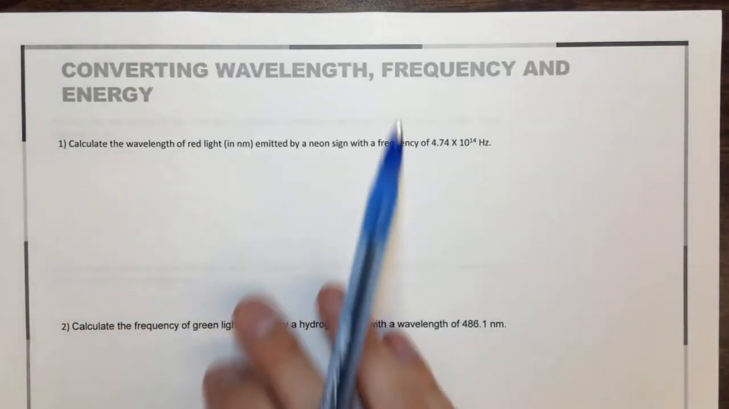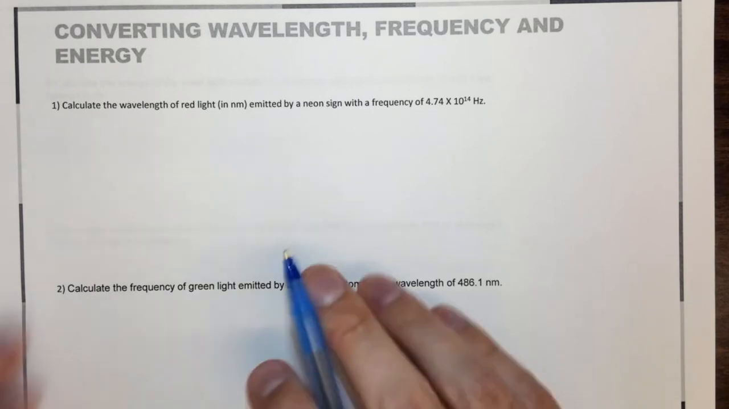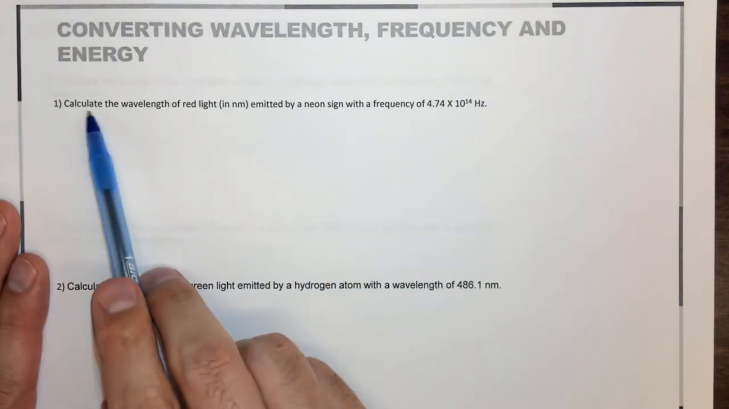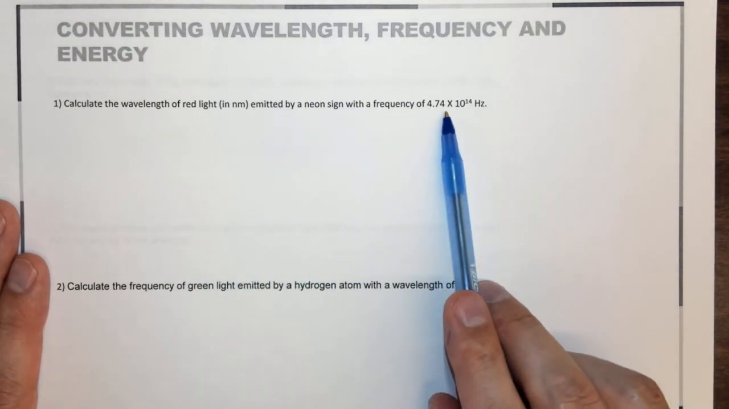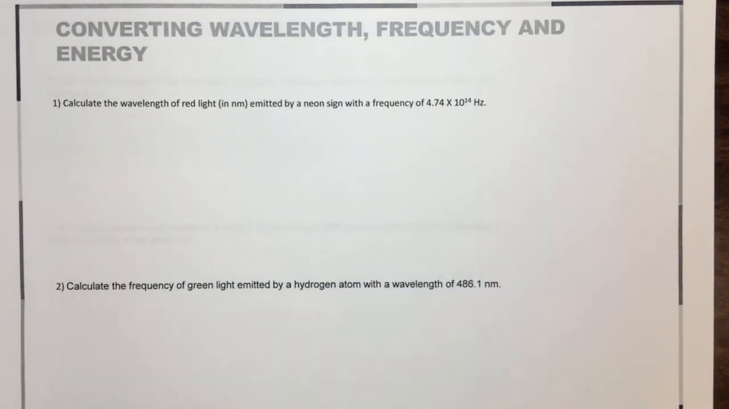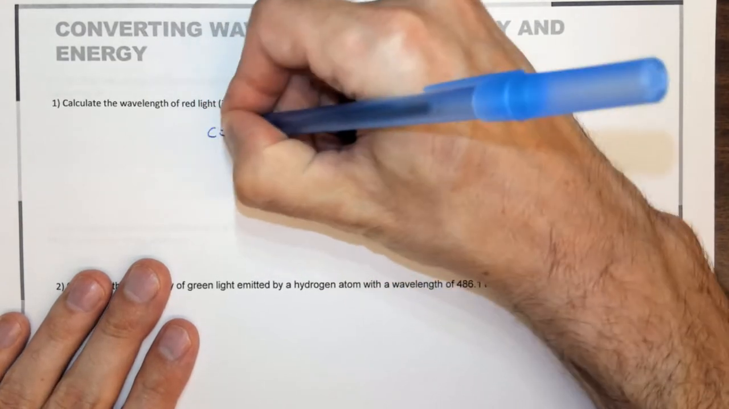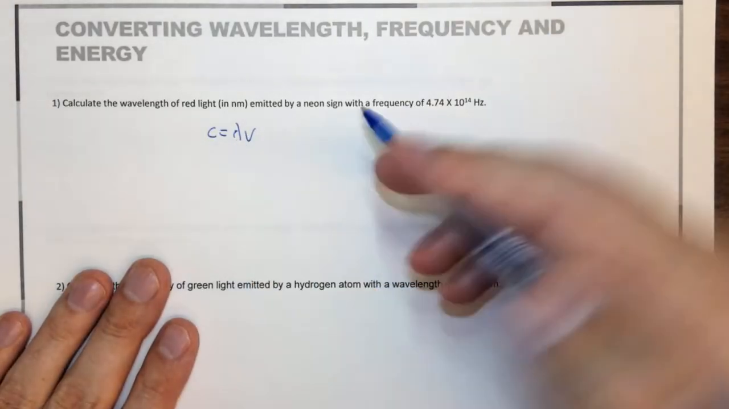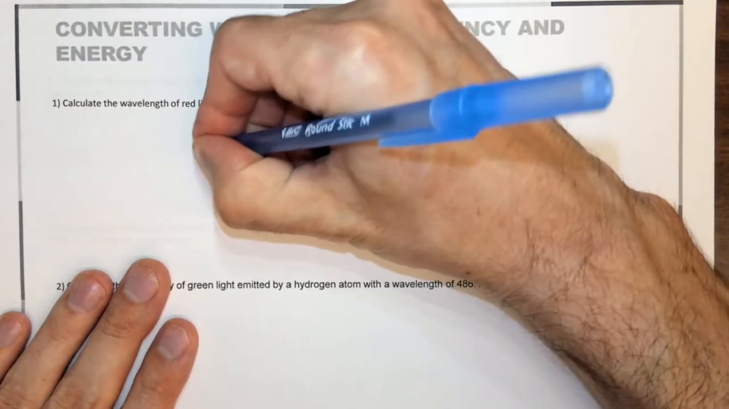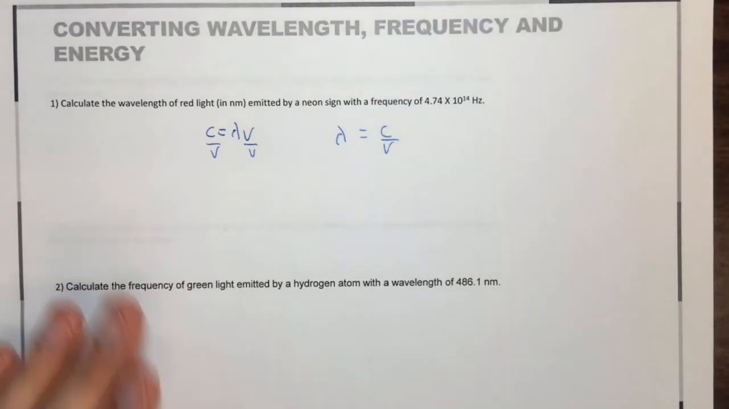So what I would like to do now is look at a few examples where we actually do these calculations. It says calculate the wavelength of red light in nanometers emitted by a neon sign with a frequency of 4.74 times 10 to the 14 hertz. If we use the equation c equals lambda nu, we want to rearrange because we're trying to solve for lambda. So we divide by nu, and we get lambda equals c over nu.